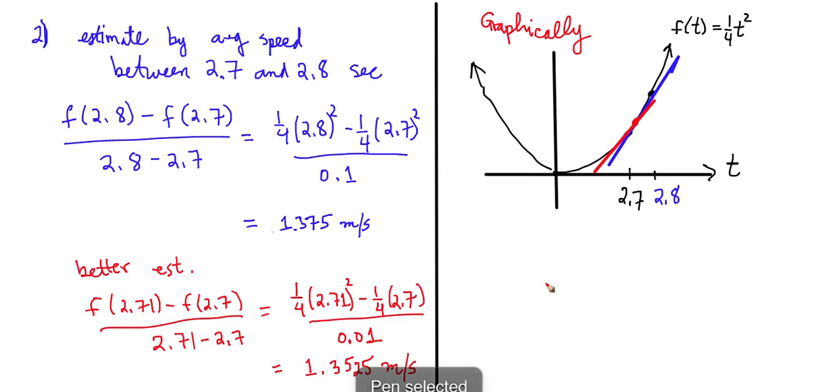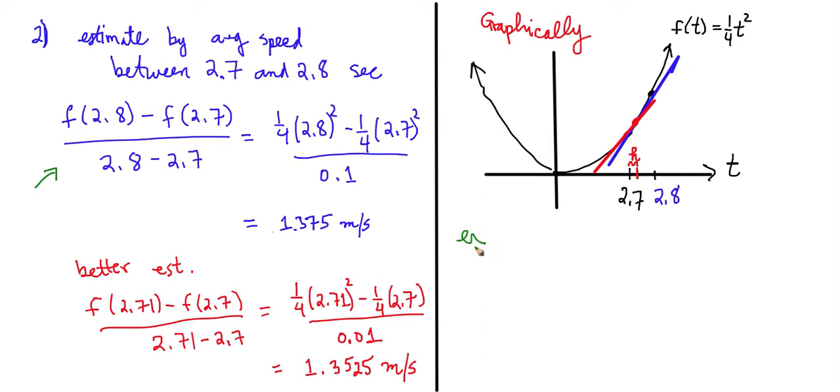Well, where we're going with this is we're going to end up having to take a limit. Okay, so let's say that I pick some arbitrary distance here, and we're going to call it h. So h here is the distance between 2.7 and some point to the right of it. And let me illustrate with a more concrete example. In this case right here, h is 0.1.